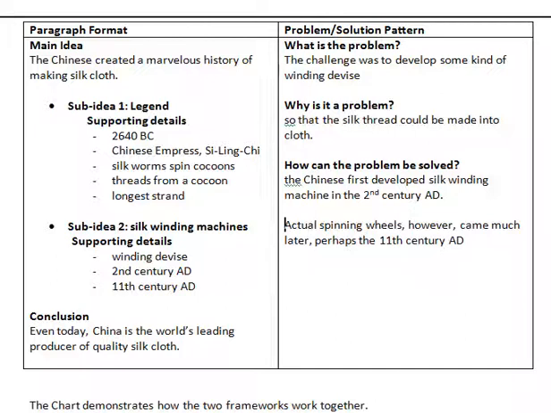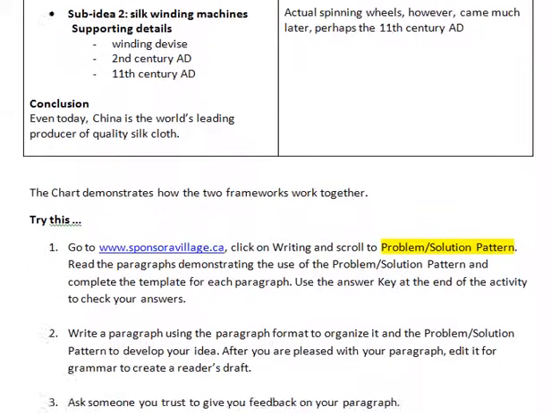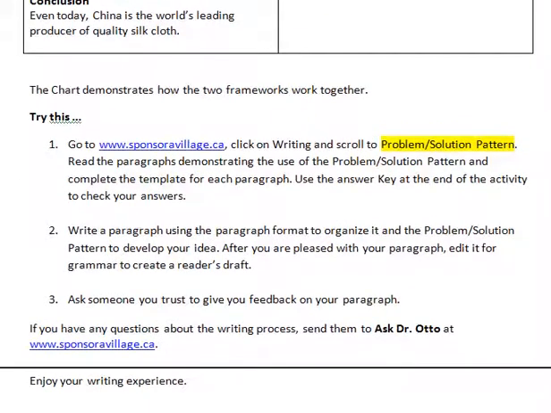Problem-solution pattern. What is the problem? The challenge was to develop some kind of winding device. Why is it a problem? So that the silk thread could be made into cloth. How can the problem be solved? The Chinese first developed silk winding machines in the 2nd century AD. Actually, spinning wheels, however, came much later, perhaps the 11th century AD. The chart demonstrates how the two frameworks work together.